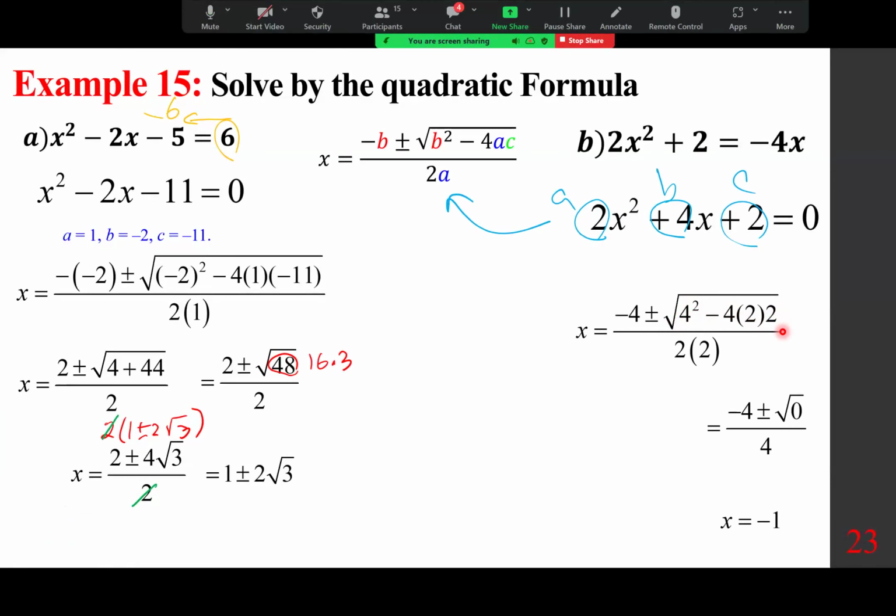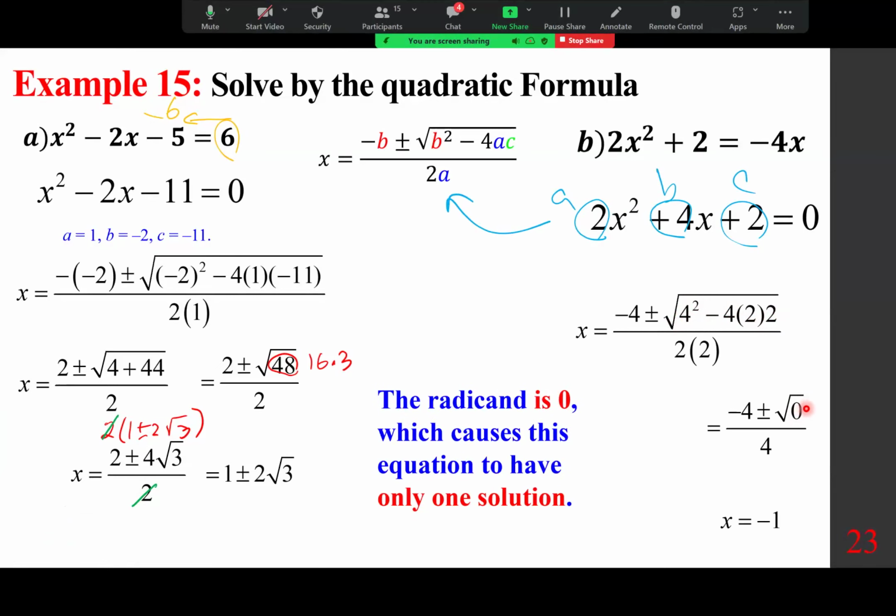Notice the radicand is 0. This is 0, which causes this equation to have only one solution. They call it a repeated solution because it is supposed to have two solutions, but it's a repeated solution. And that's important for everybody to know, just to show you how that thing works in case you wanted to do the factoring, everybody. This would be 2 times x squared plus 2x plus 1 equals 0, which is 2 times x plus 1 squared equal to 0. So factoring will do the job, okay?